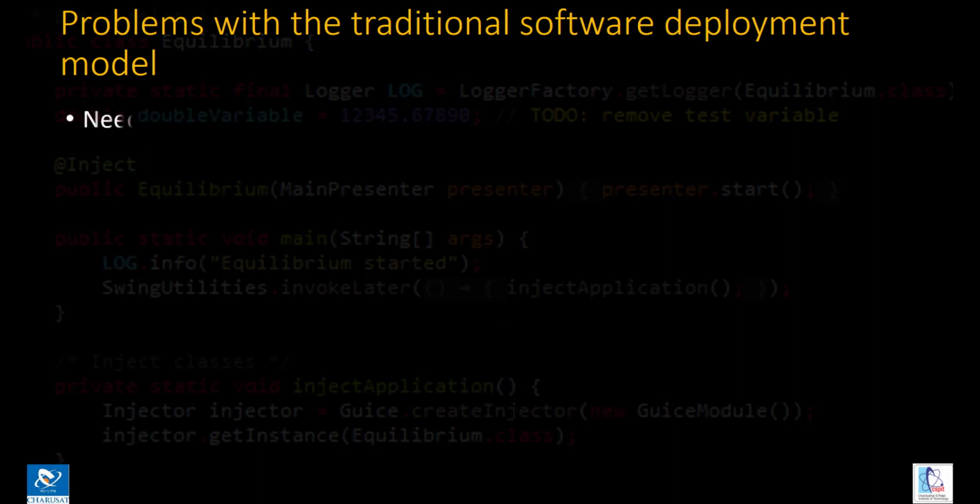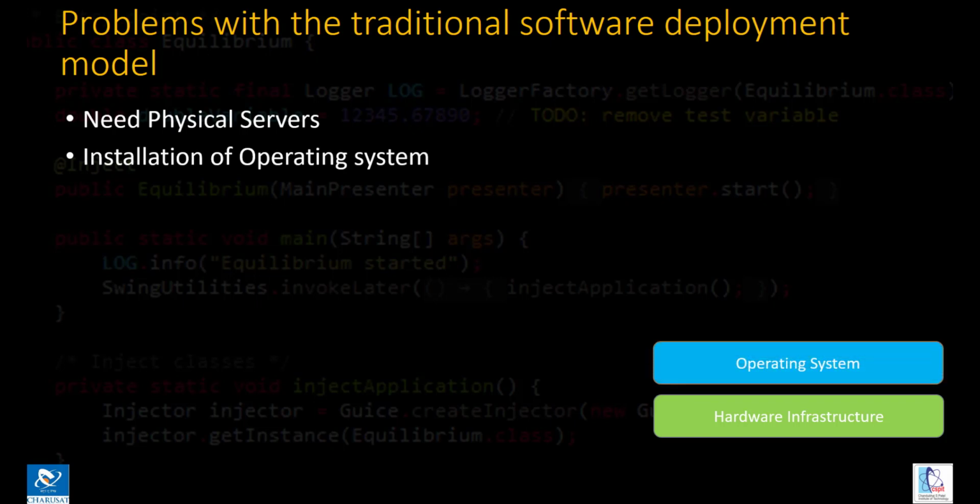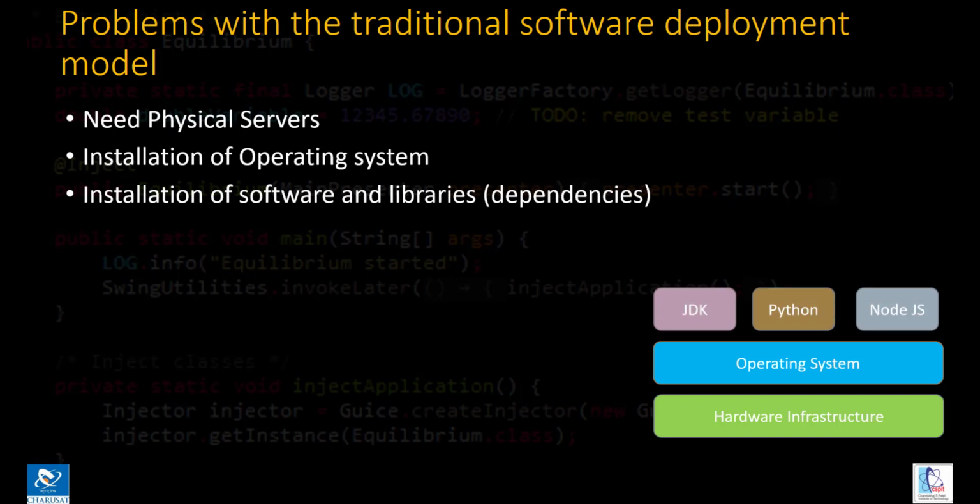Okay, let's see what the disadvantages are with the traditional software deployment model. We require a physical server, so hardware is compulsory. Then we require the installation of an operating system over that hardware infrastructure, along with additional software required to run our application. Suppose our application is made up of JDK or Java, Python, and Node, then we have to install all that software on our machine.